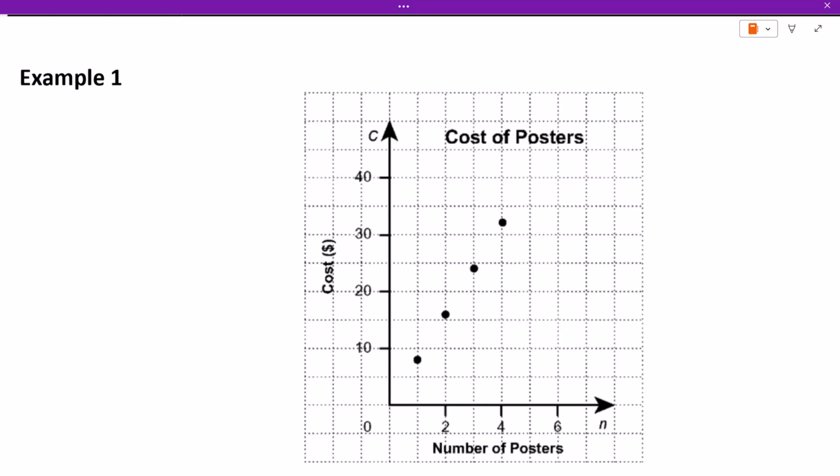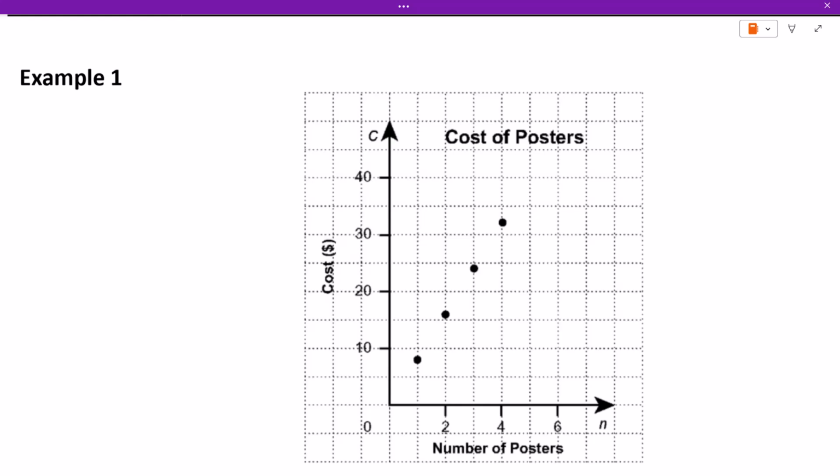Right? So, for example, this poster, you have cost of posters. So you have a number of posters here, and this is cost of posters. So you have a couple of data points here. This is how much one poster costs. This is how much 3 posters cost. This is how much 4 posters cost.